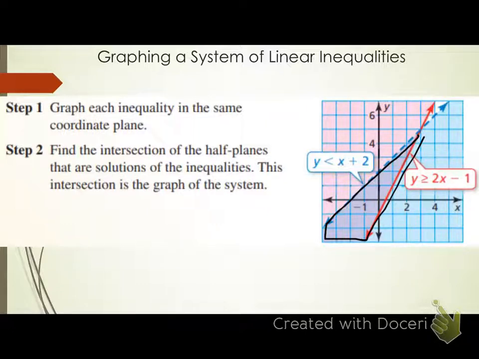Now, 1, 1 would be a solution because it's on the solid line that's boundarying this section. I don't think that's a word. Boundarying is a boundary for this section. It's a word now. Okay? I like that word.